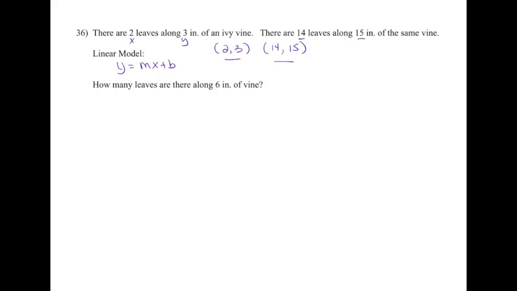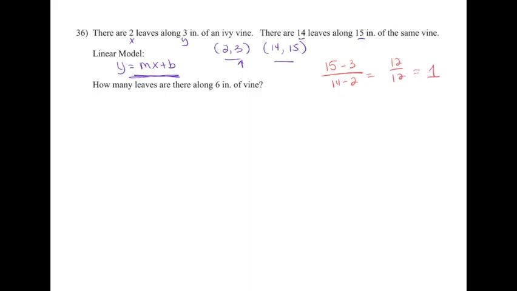How many leaves are there along 6 inches of the vine? Well, the way I wrote it, my inches is my y value. So once I have this, I can just plug in a y and solve for the missing variable. All right? So they've just asked for slope-intercept form. Then they've asked to plug in a y and tell me what happens. So if I do slope-intercept form, y's minus my x's, I'm going to get 12 over 12, which gives me a slope of 1.